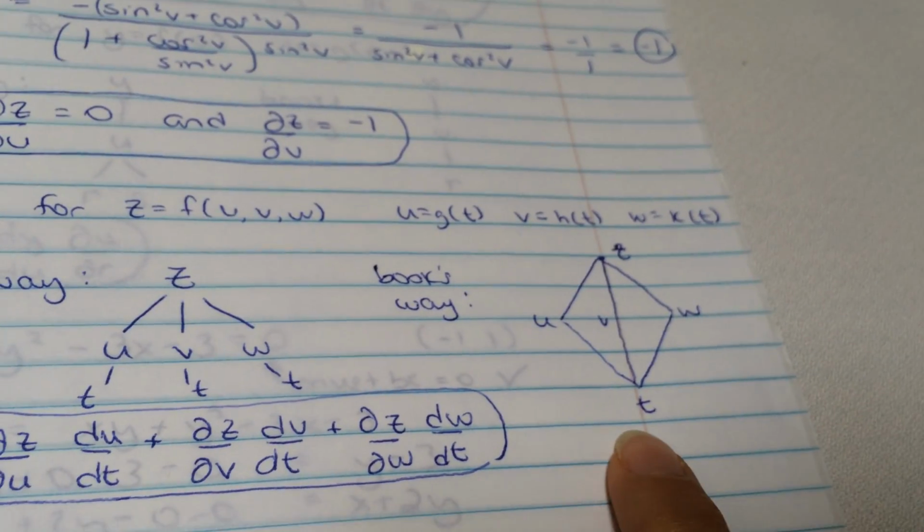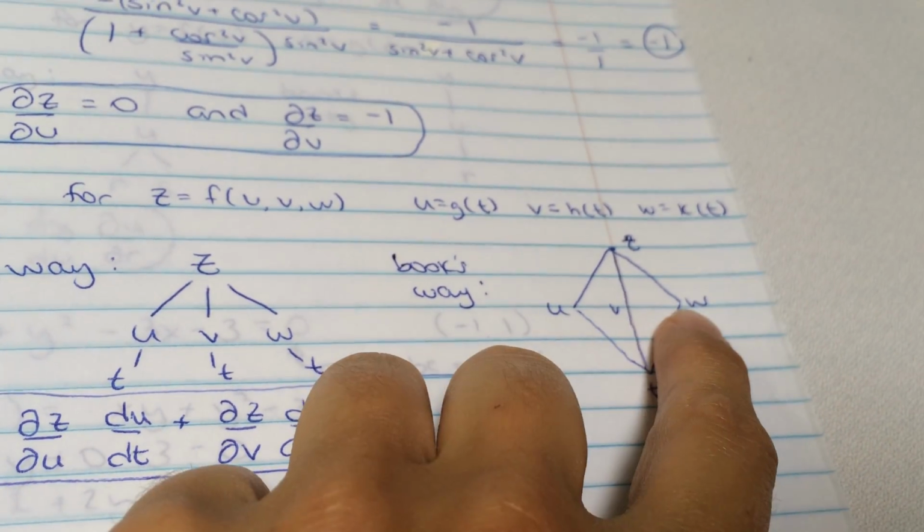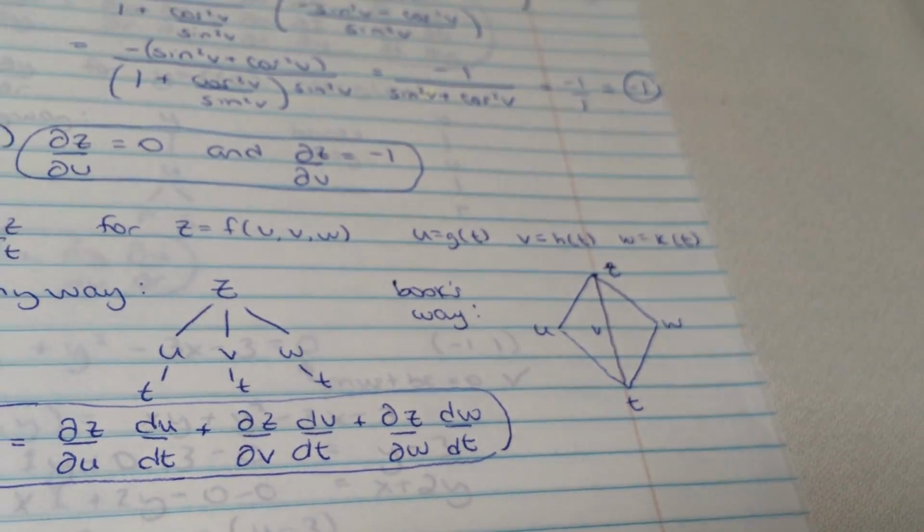And then here's the book's way. Z branches off to u, v, and w. Each of those branch off to t's. So it's the diamond or whatever shape that is. Okay, let's do a couple more.